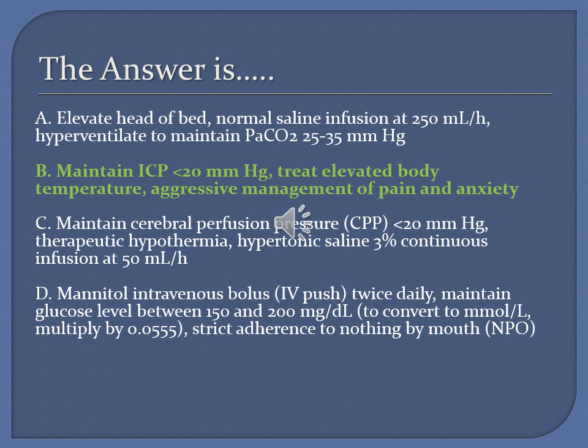The answer is B, maintain ICP less than 20, treat elevated body temperature, aggressive management of pain and anxiety. We can all picture this patient in our surgical trauma ICU or in our STICU. The lights are all off. The nurse is the gatekeeper of the door. They're keeping visitors to a minimum. They're keeping conversation to a minimum. They're keeping lights to a minimum. Everything on the minimum because the stimulation of the patient is not good for their ICP, especially in the early stages like they see it over there in STICU.